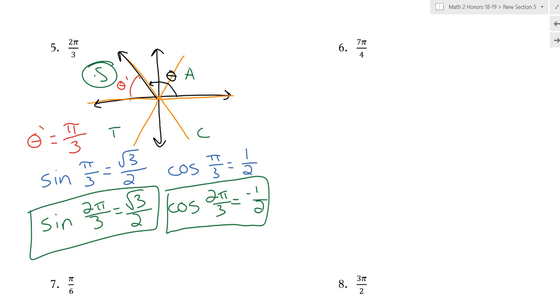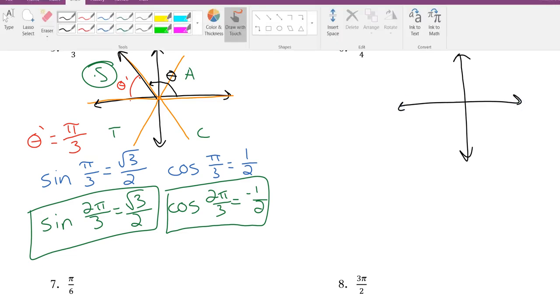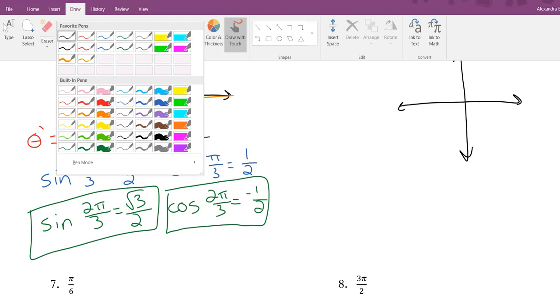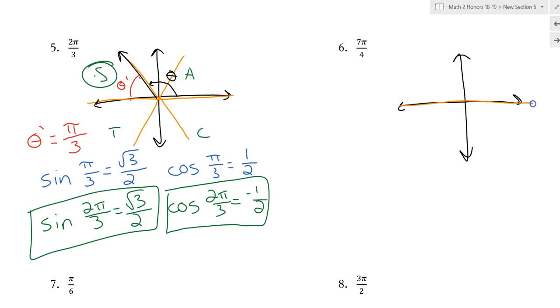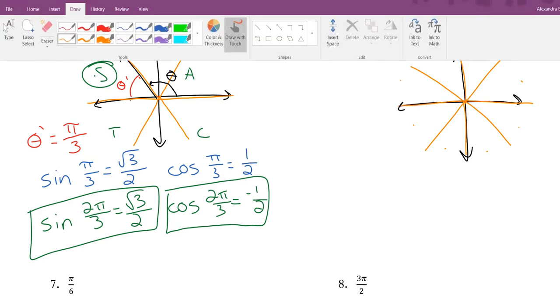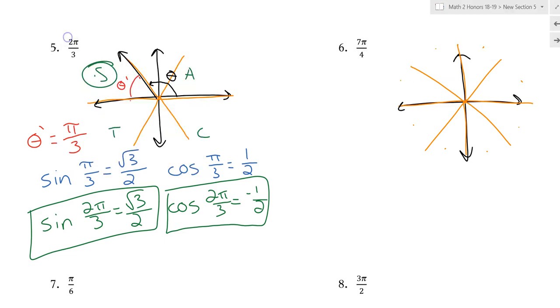Number 6, drawing our lovely picture. 7 pi over 4. So I'm going to cut this top half into fourths, so cut once. Alright, so I have 1, 2, 3, 4. 1, 2, 3, 4. Great. And then I want to go 7 of them. 4, 5, 6, 7. So that's theta.